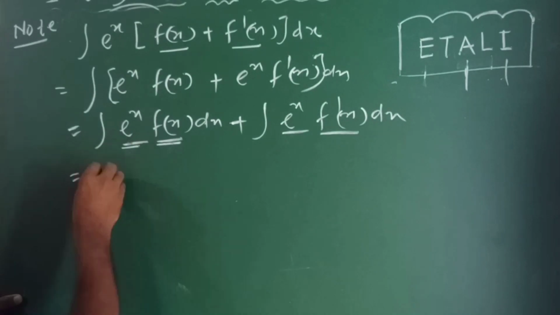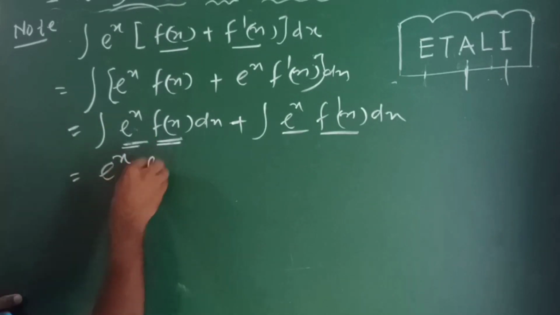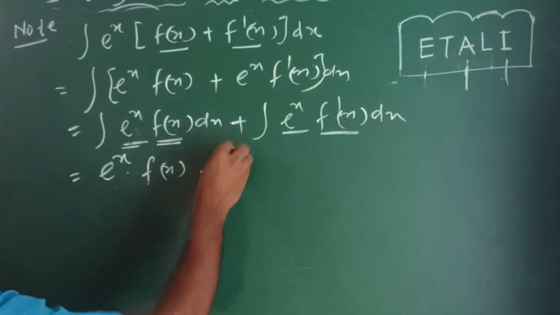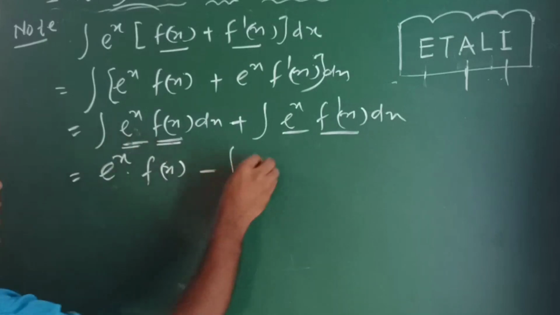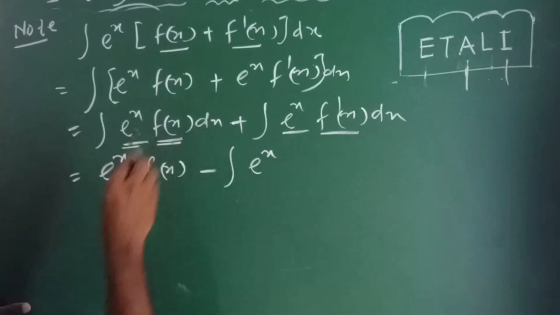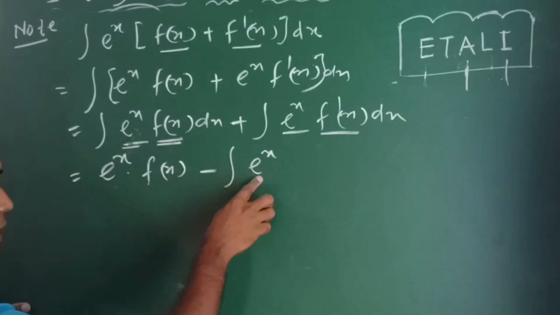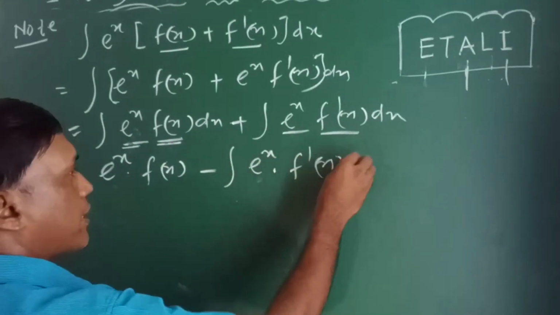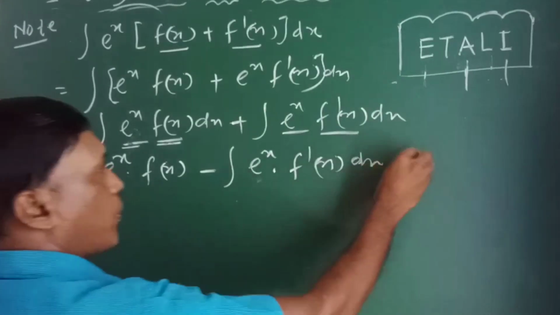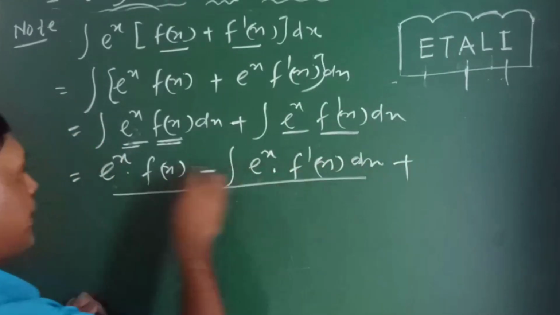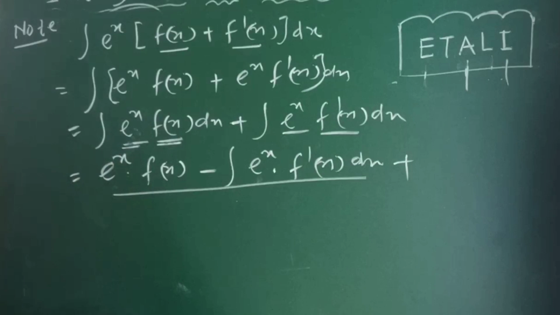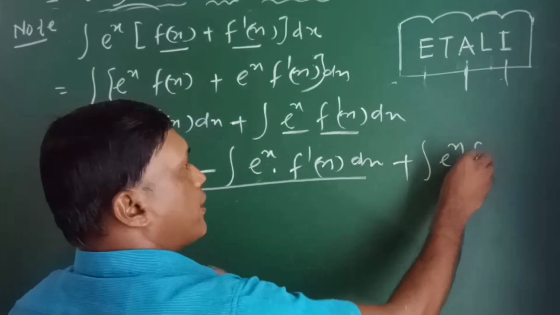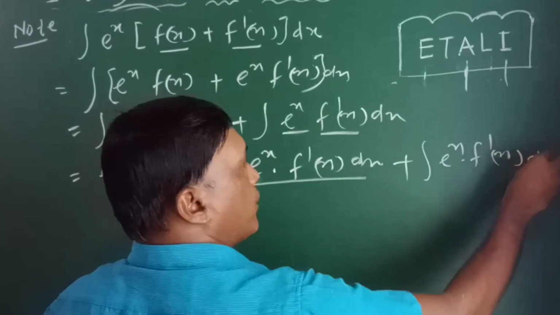Integration of first means e to the power x, integration of e to the power x into second, integration of first into second minus integration of first means e to the power x का integration, e to the power x है, integration of e to the power x is e to the power x into derivative of second. Derivative of f of x is f dash x with respect to x, plus this is integration of e to the power x into f of x, plus this is here what? Integration of e to the power x into f dash x with respect to x.